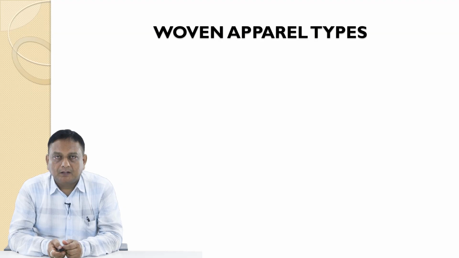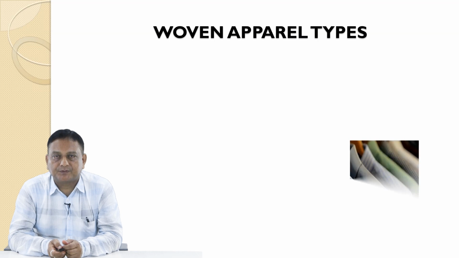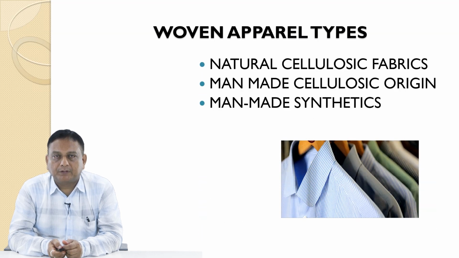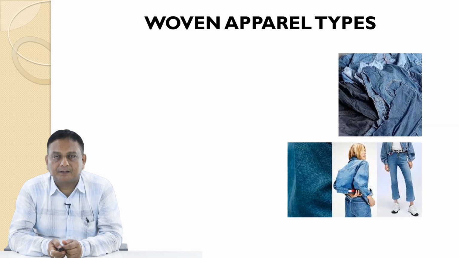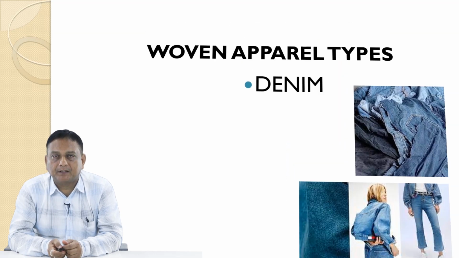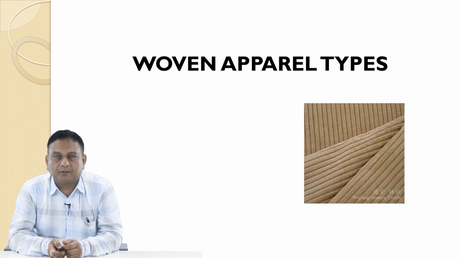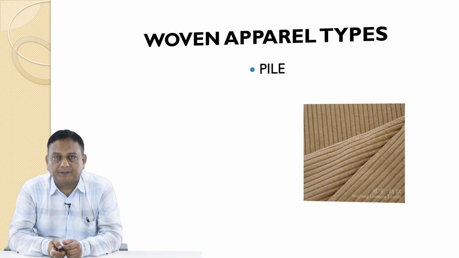Now different types of woven apparels are available. Let us see those apparels. What are those different types? This is a very common type, that is natural cellulosic fabrics. Then man-made cellulosic origins are used, and man-made synthetics are used. These are very common ones. Then there are certain kinds of products which are very familiar. Yes, this is a jeans product, and denim is the technical name of it. So denim apparels are also there. Next come different kinds of woven apparels which are made of pile fabrics.